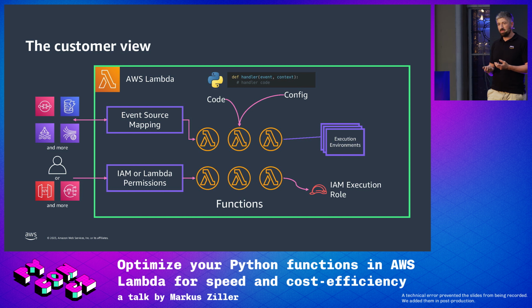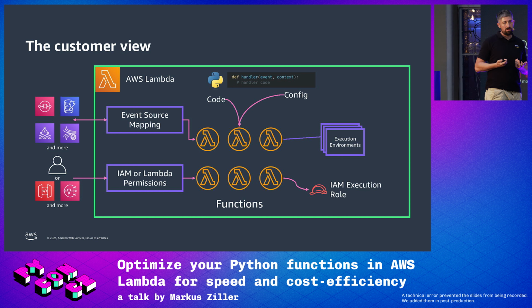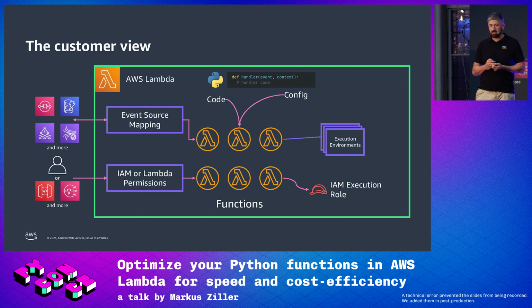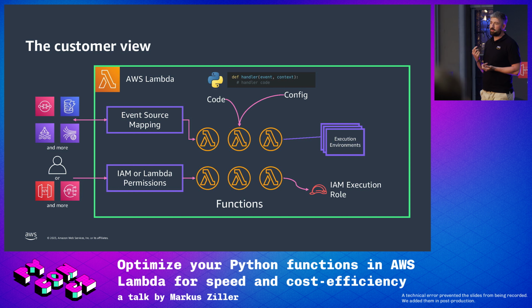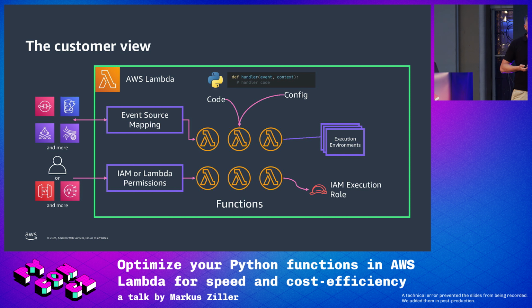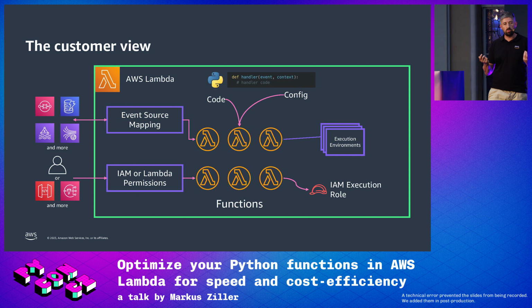What you also do is you manage permissions on that function. You manage who is allowed to call that function, which service is allowed to call the function, who is allowed to invoke the code in that function. But you also manage what the function is allowed to do. So is the function allowed to interact with other services on AWS? Has it network connectivity? Those are things that you manage.